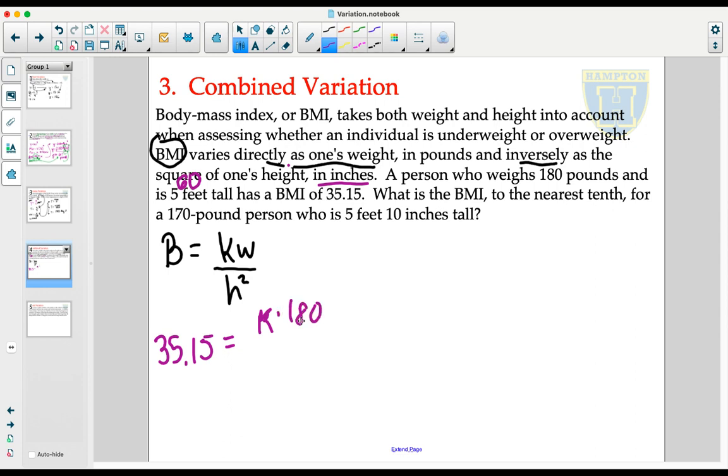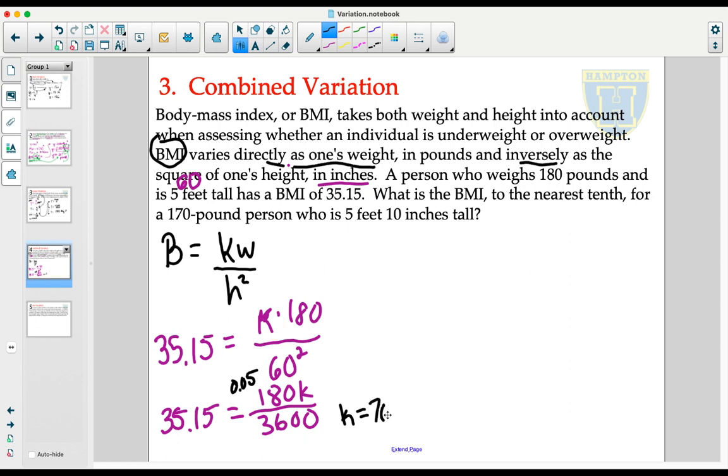We have a weight of 180 and a height of 60, but squared. Multiplying out the denominator, 35 15/100ths equals 180k over 3,600. 180 over 3,600 is just 5/100ths. So 35 15/100ths divided by 5/100ths is going to leave us with a value for k of 703. That's the value we will use when we rewrite our BMI formula, this time with a weight and a height, but knowing that k is 703.